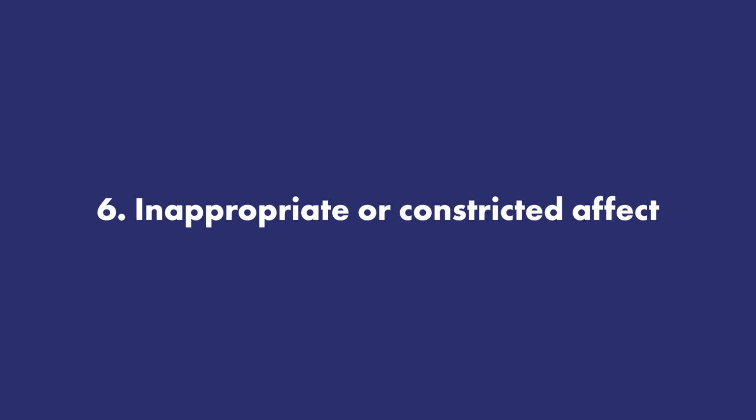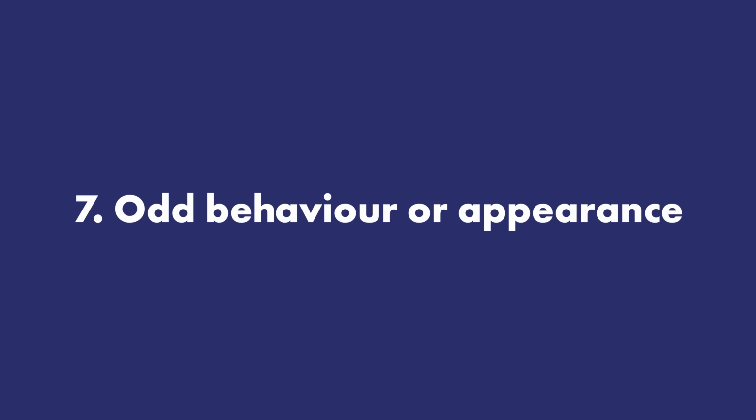Number 6 is inappropriate or constricted affect, which essentially means not expressing appropriate mood or emotion. For example, when others around you are reacting with joy to something, you might not feel anything, or you might feel something seemingly inappropriate, such as sadness or anger. Number 7 is behavior or appearance that is deemed odd, eccentric, or peculiar in some way. For example, unusual body language or a difficulty with eye contact.